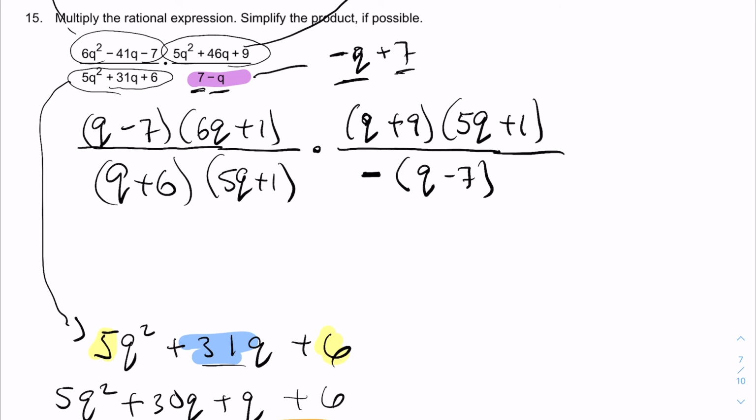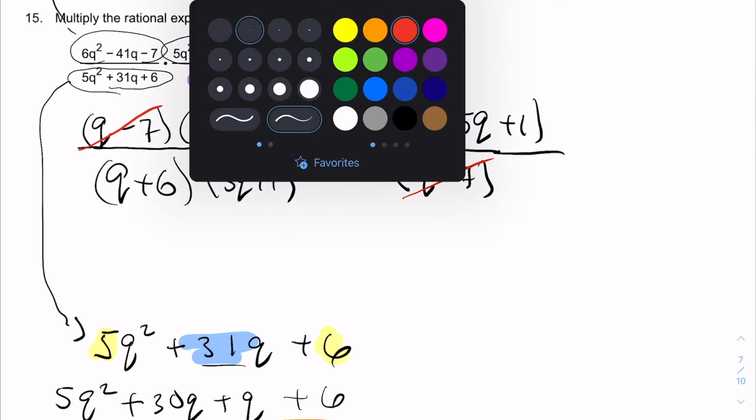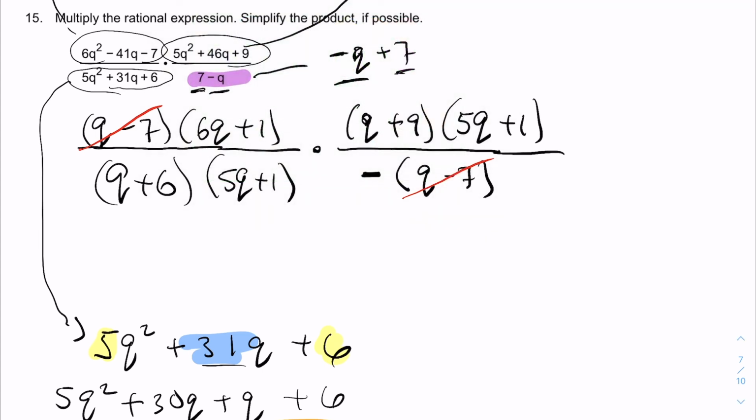So we're going to go ahead and look to reduce common factors. I'm looking around and I see a q minus 7 up top and a q minus 7 down below. You might have missed that if you didn't factor that negative out. And let's see, do we have more? I hope. How about 5q plus 1 and 5q plus 1? Anything else? I'm not seeing anything else.